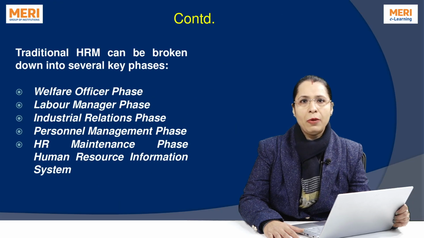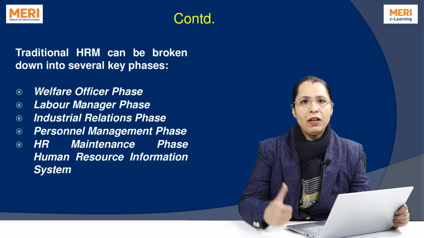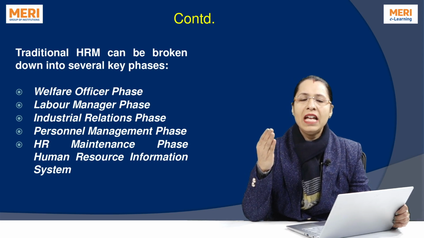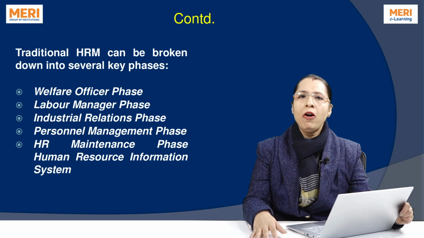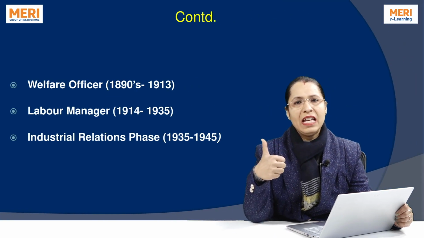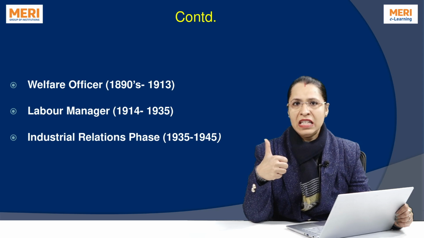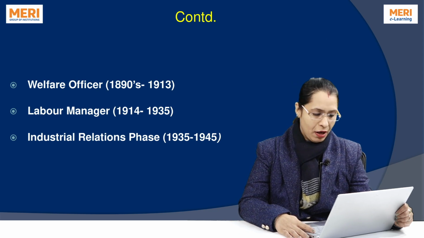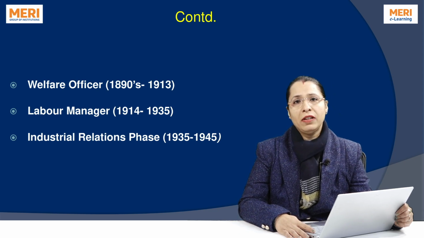Traditional HRM can be broken down into several key phases. That is the welfare officer phase, labor manager phase, industrial relation phase, personnel phase, and last we have the human resource management phase, followed by the HRIS phase. Let's discuss each phase one by one. The first phase, the welfare officer phase, in the years 1890s to 1913, was a role that emerged during the second industrial revolution, focusing on the well-being of workers.